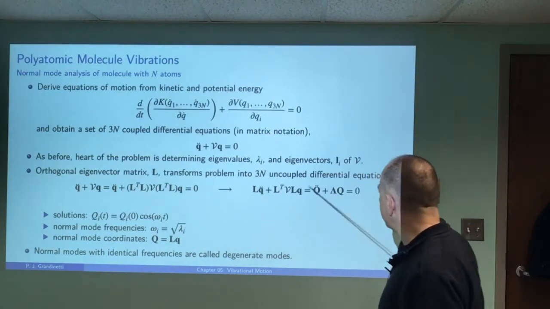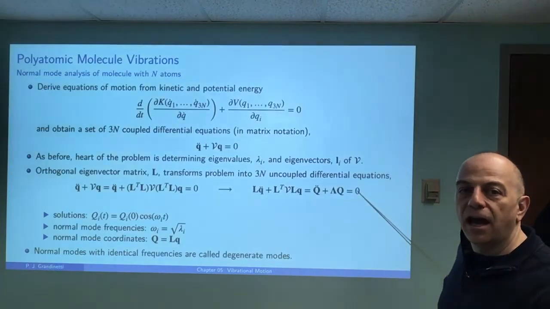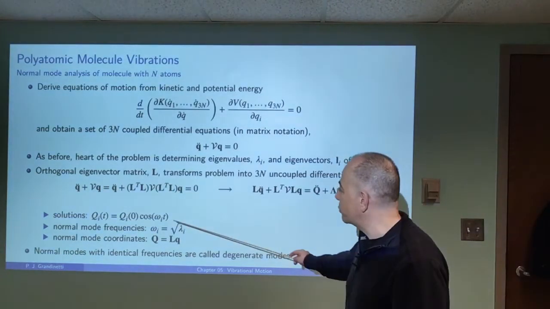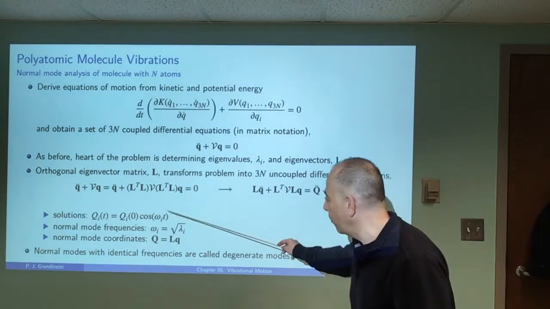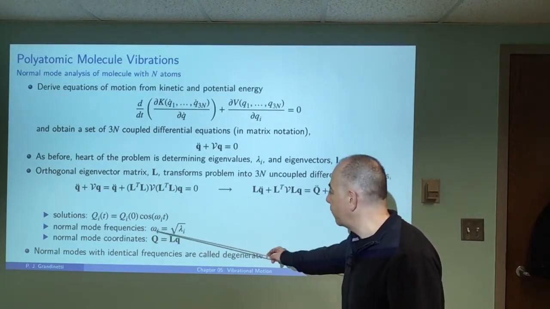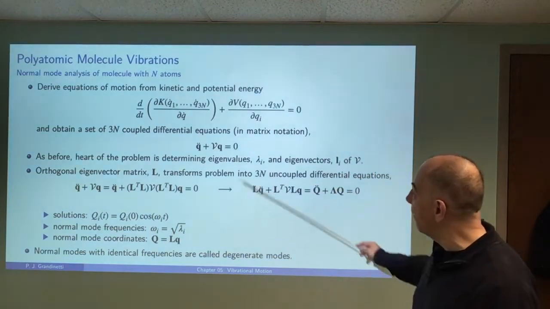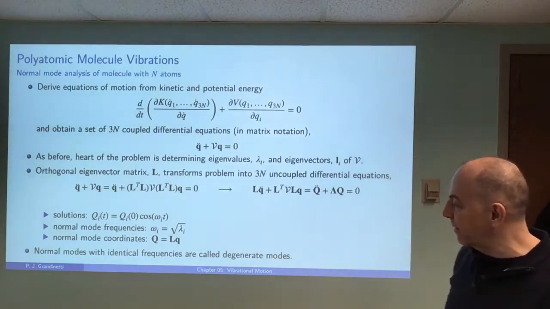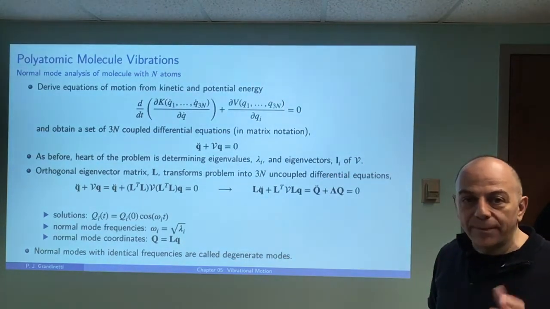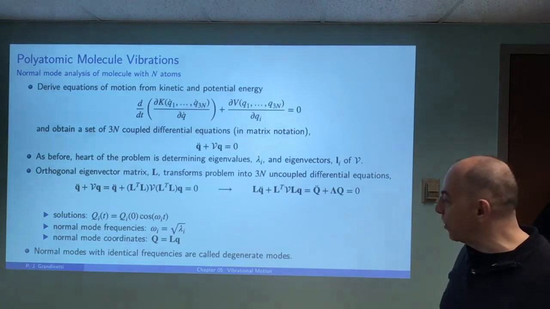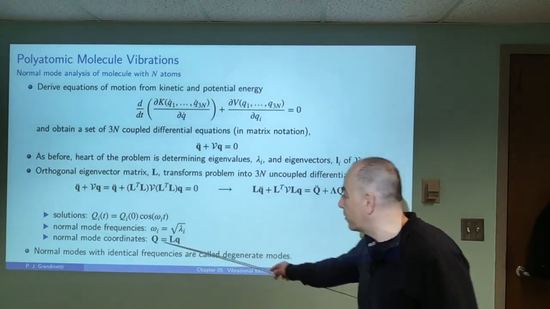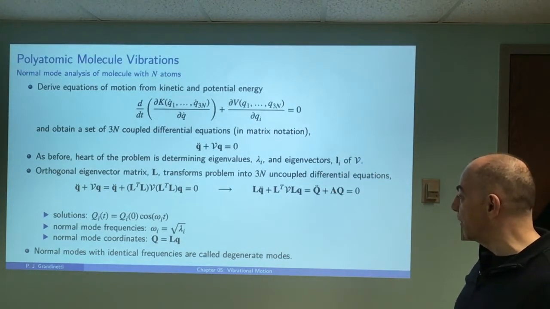So just as before, this is a set of 3n uncoupled differential equations of motion, and they have solutions that look like this here, where we just have some oscillation with some oscillation frequency, which is simply the square root of the eigenvalues of this script V matrix. And of course the normal mode coordinates, the linear combinations of the mass-weighted coordinates that give us the normal modes, are just this eigenvector matrix times the mass-weighted coordinates.